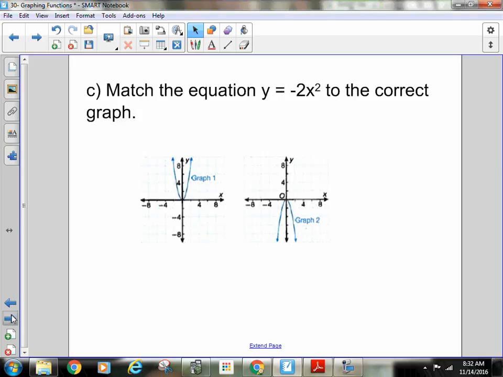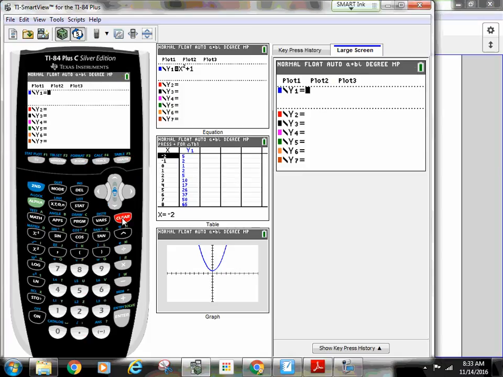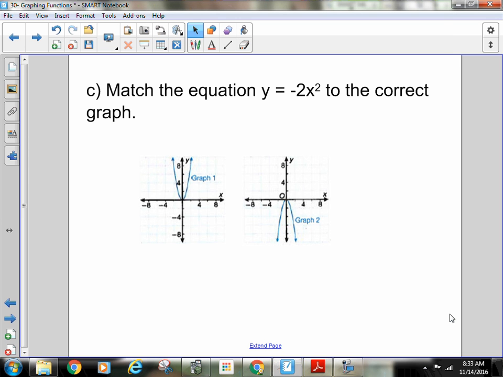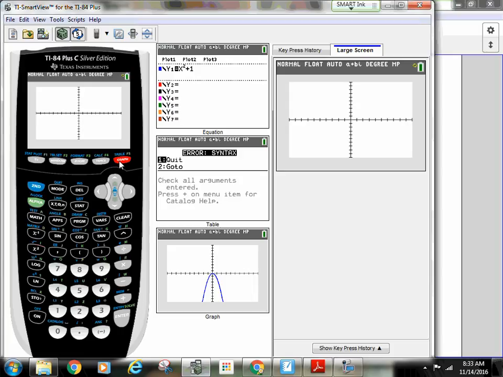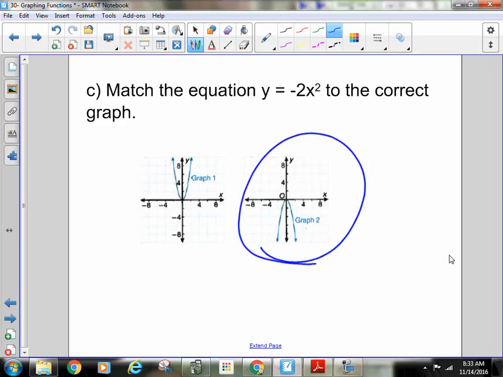All right, C, match the equation y equals negative 2x squared to the correct graph. Well, this one's easy. I'm just going to go to my graphing calculator and type in negative 2x squared. Okay, and I hit graph. I see it's graphing down, and it goes all the way to my origin. So it's graph 2. Nice and easy.